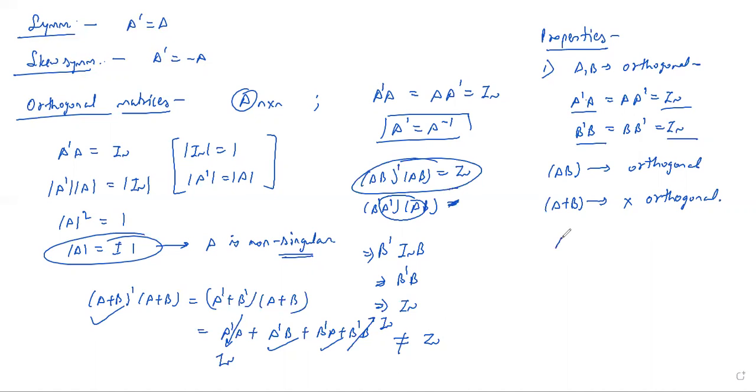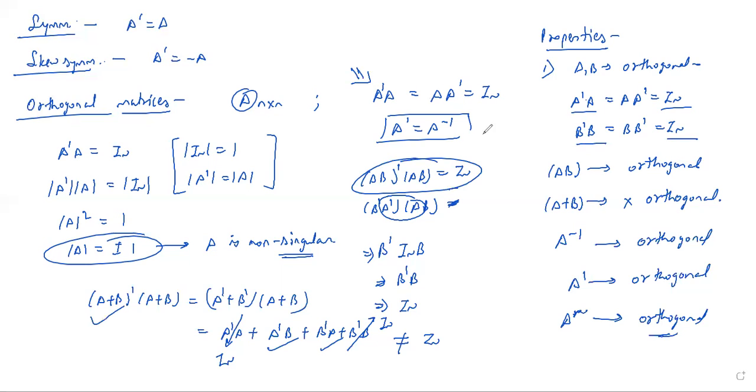The inverse of an orthogonal matrix is orthogonal, and the transpose of an orthogonal matrix is also orthogonal. Similarly, if we take a power, say A to the power n, this is also orthogonal. You can check these by applying the same rule, A transpose A equals A A transpose equals identity.